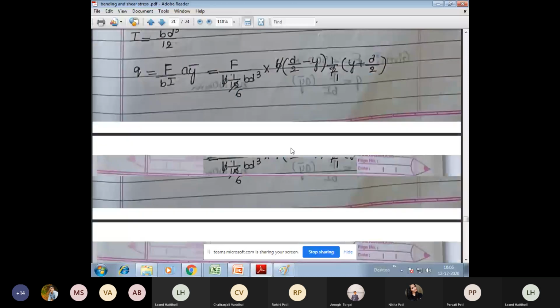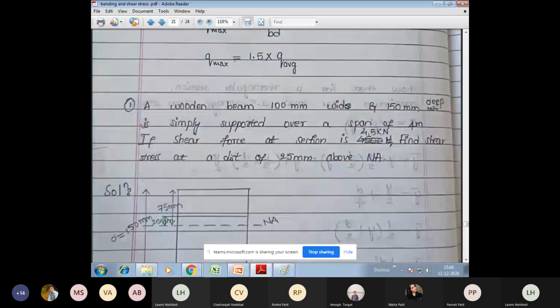In the next class, that is from Monday, I'll continue with the numerical examples of the shear stress. Then we'll continue with the torsion part.